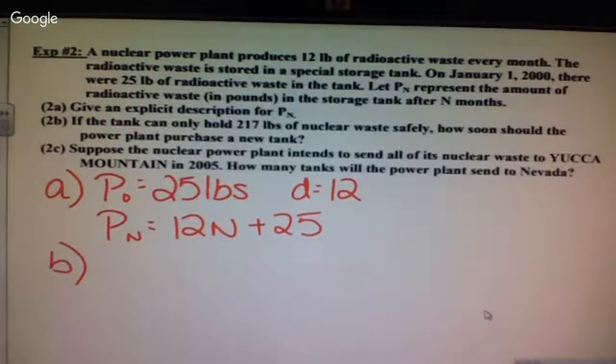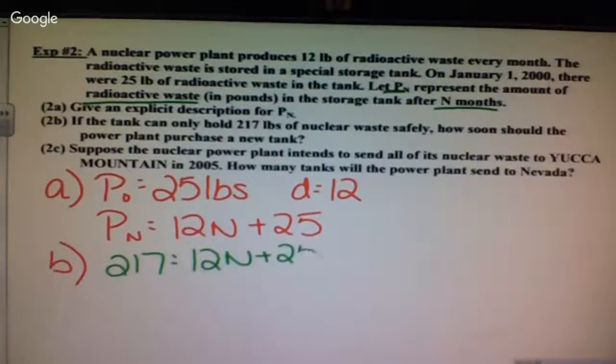So they give me 217 pounds. If I want to solve this, where does 217 go? It's like your y value. Remember, P sub n is your radioactive waste, and n represents how many months. It's not n, that's n. This is P sub n. So P sub n equals 12 times n plus 25.